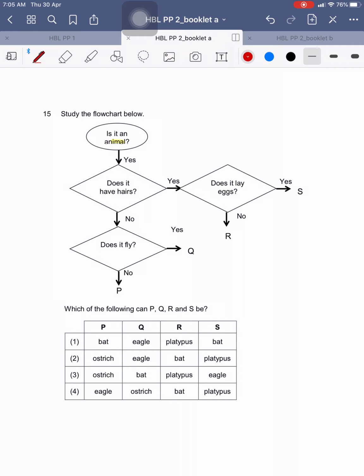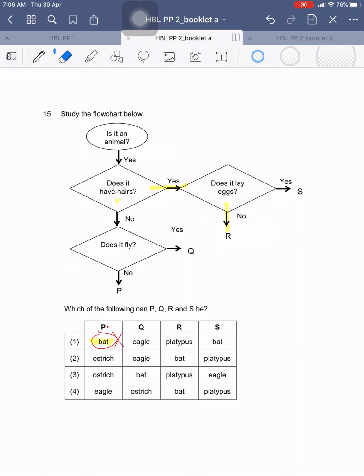We always try the first one first. You have bat. Does it have hair? Let me just highlight. Does bat have hair? Well, bats are mammals, so yes. So we'll go this way. Now, does bat lay eggs? The answer is no, so it should be R. But here it says P, right? So this is wrong. That's how you can check for yourself whether the option is correct or not.